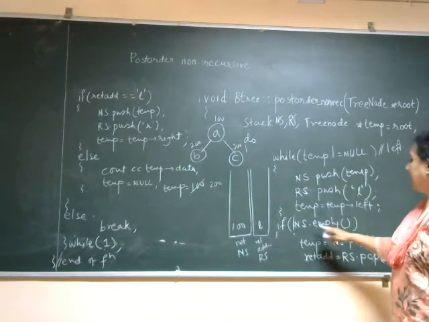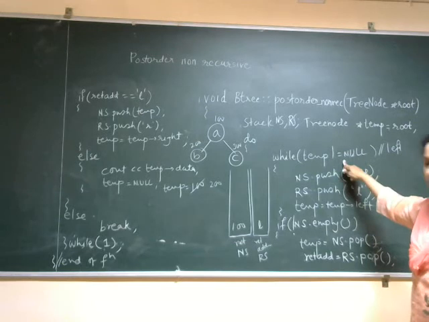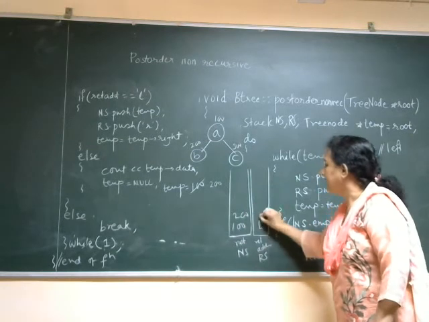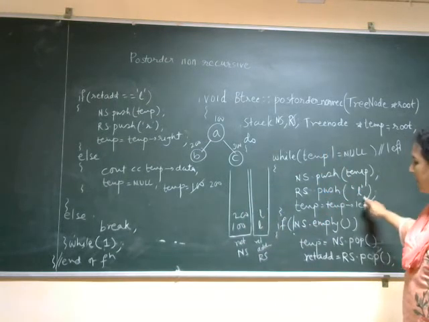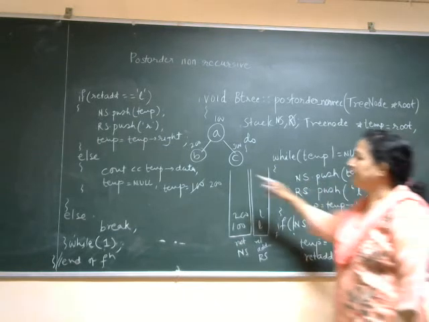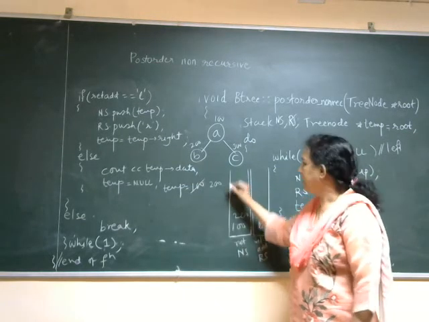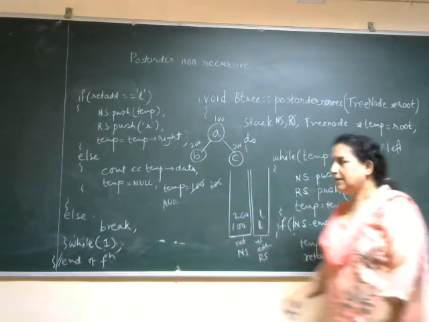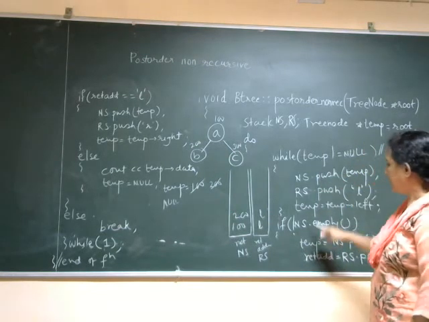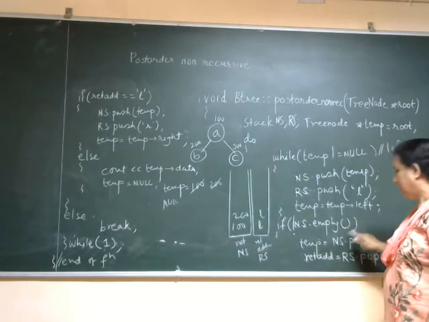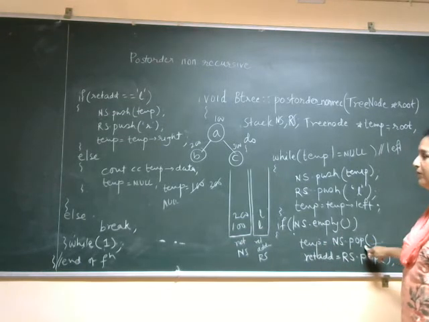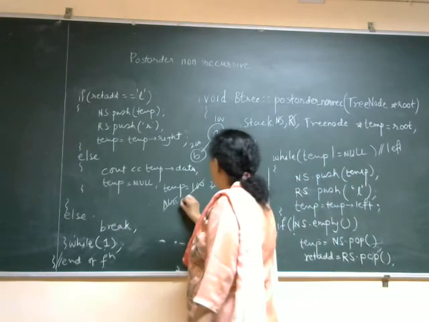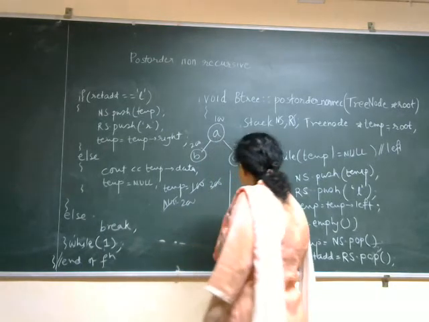Now over here, again I will come to this value. So is temp null? No. So I will push again 200 with L. And then temp will be temp pointer left. Now what is temp pointer left? Temp is 200. Left of it is none. Okay? So temp is now none. So I check, is the stack empty? No. So I will pop one value. Which one have we popped? 200 with return address. The return address I have popped is L.